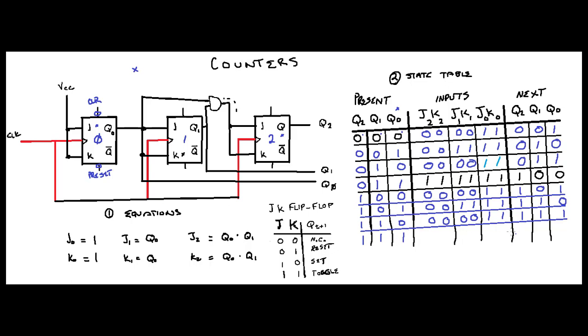So J0, K0 is equal to 1. You know that, right? J1, K1 is equal to Q0, which is equal to 1, so that's going to be 1, 1. And since Q0 and Q1 are both 1 and they're ANDed together, we know that these are going to be a 1, right? So everything toggles. Each one of these toggles to a 0. Look what happened.